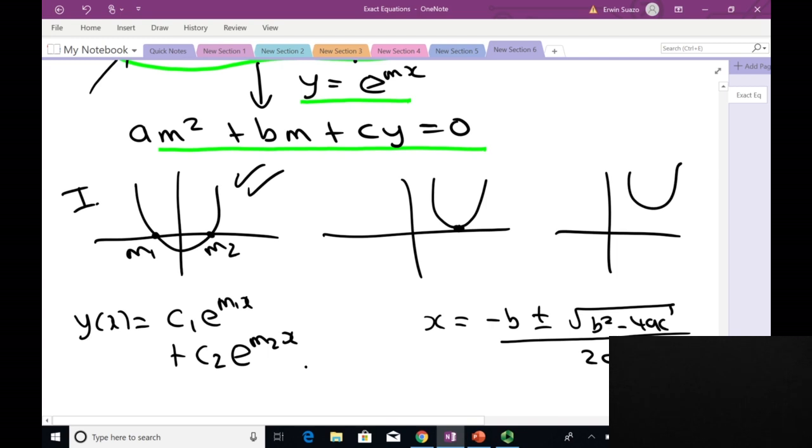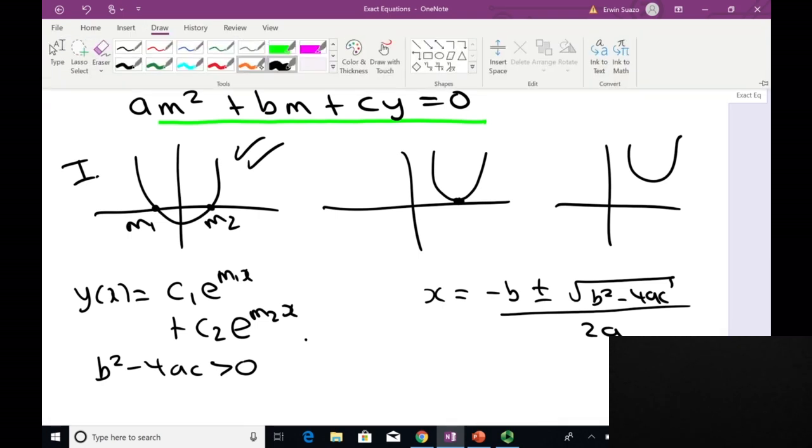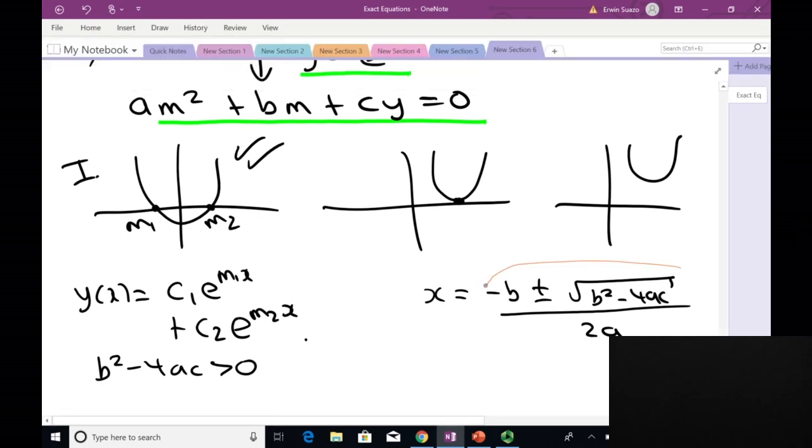So when you had two different roots, that is case one, for this case you have b squared minus 4ac bigger than 0. So that's why you'll have two different roots. Right? Because you have plus and you have minus. So you have this one and that one. And then we saw that the solution will look like this: e to the m1 x and e to the m2 x.